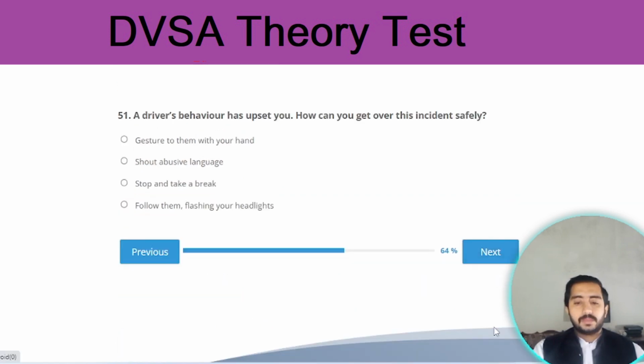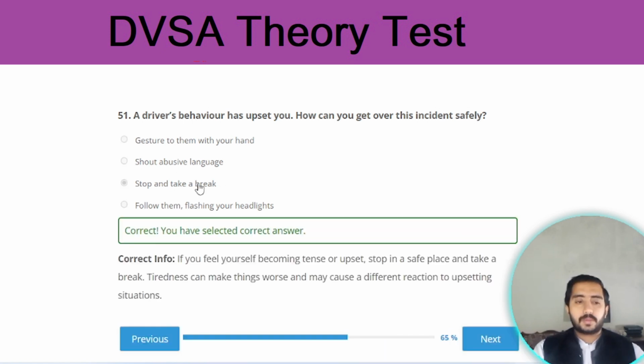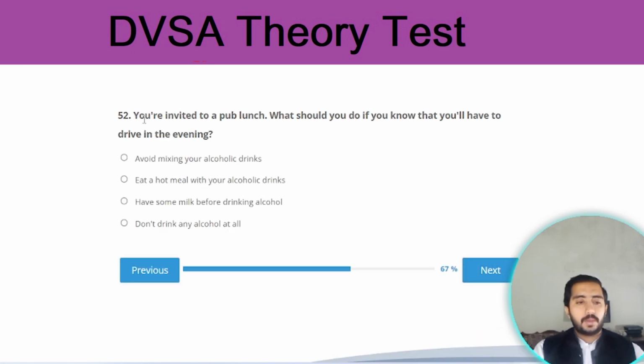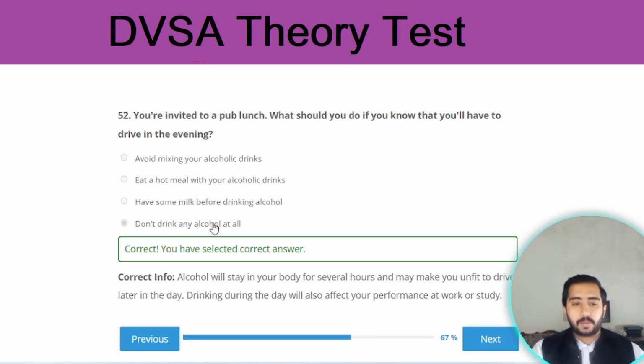Next one. Question number 51. A driver's behavior has upset you. How can you get over this incident safely? You can get over this incident safely by stopping and taking a break. Option C is the correct one. Next question. Question number 52. You are invited to a pub lunch. What should you do if you know that you have to drive in the evening? If you know that you need to drive in the evening, you must ensure that you don't drink any alcohol at all. Option D is the correct one.